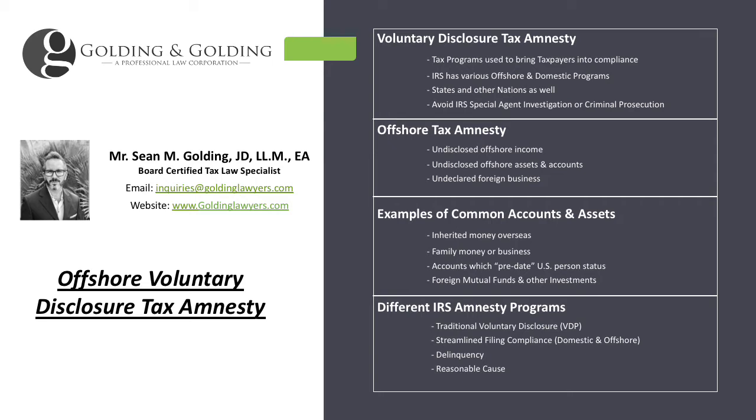So offshore tax amnesty generally occurs in the following type of situations. A U.S. person, whether a citizen, green card holder / legal permanent resident, or foreign national who meets the substantial presence test, has unreported or undisclosed offshore income, either earned income or investment income, even if it's been taxed overseas, even if it would be excluded under the foreign earned income exclusion. There may be undisclosed offshore assets and accounts: bank accounts, savings accounts, investment accounts, real estate property, stock certificates, things like that, life insurance. There may also be undeclared foreign business interests, foreign partnership entities, or foreign trusts.